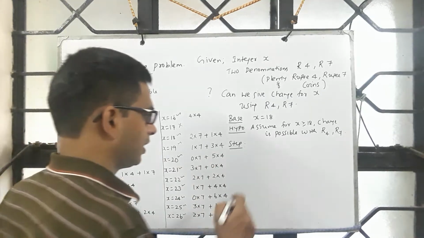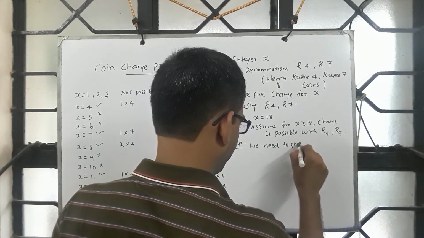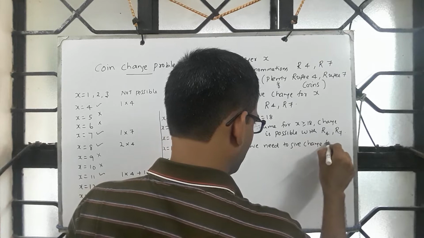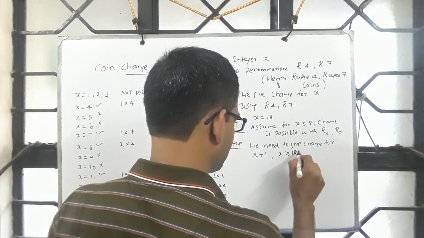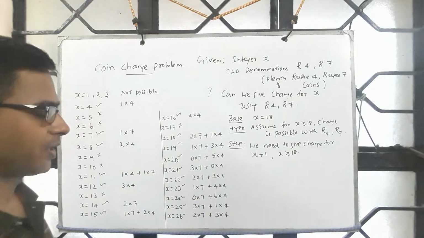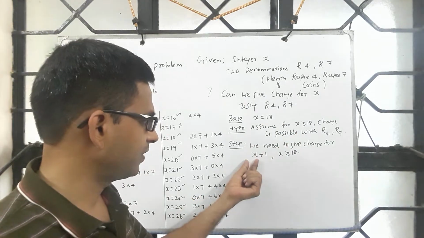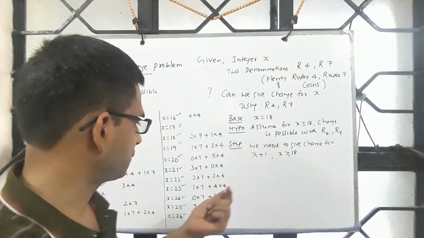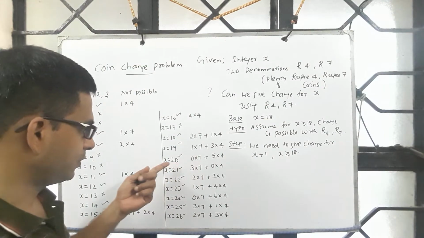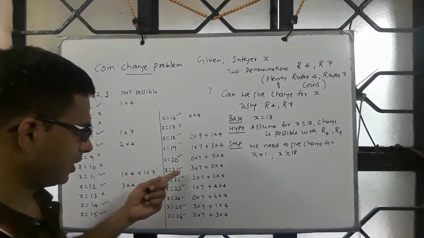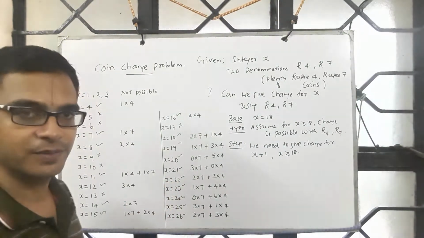Now, we need to give change for x plus 1, and using the fact that change for x can be given, how do we give change for x plus 1? By using the fact that change for x is possible. Using this fact, how do we give change for 21? Using this, how do we give change for 22? Using this, how do we give change for 23, and so on.